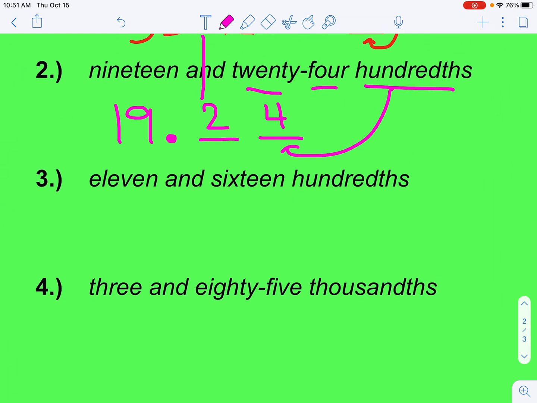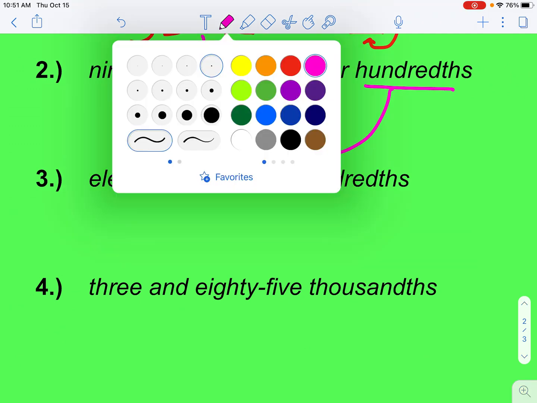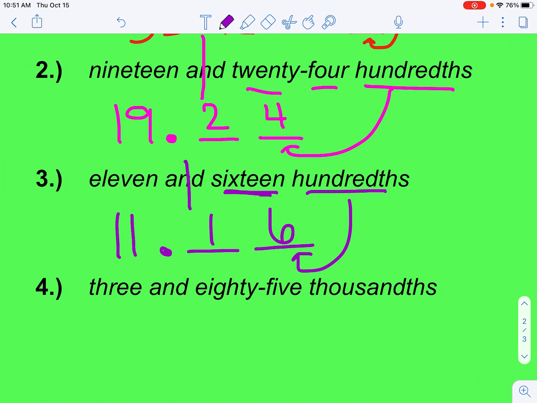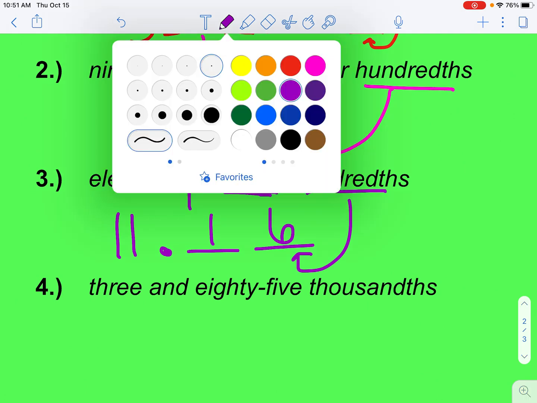All right, number 3. 11 and 16 hundredths. So again, I draw my line, change a different color. Draw my line at and so I know that's where my decimal goes. So I have 11 and 16 hundredths. Hundredths we found in the last one was 2 decimal places. So now I need to fill in 16, which is just 1, 6. So I have 11 and 16 hundredths.